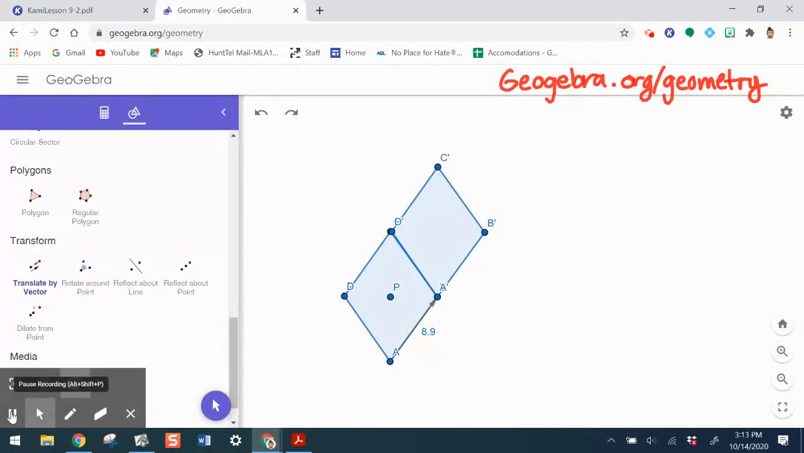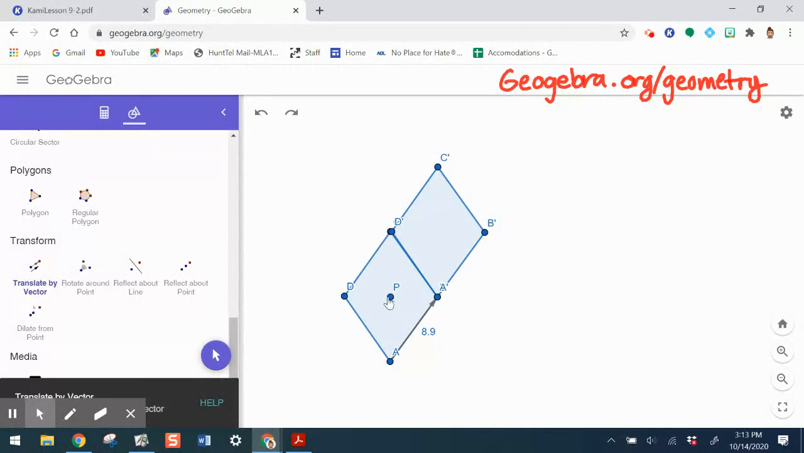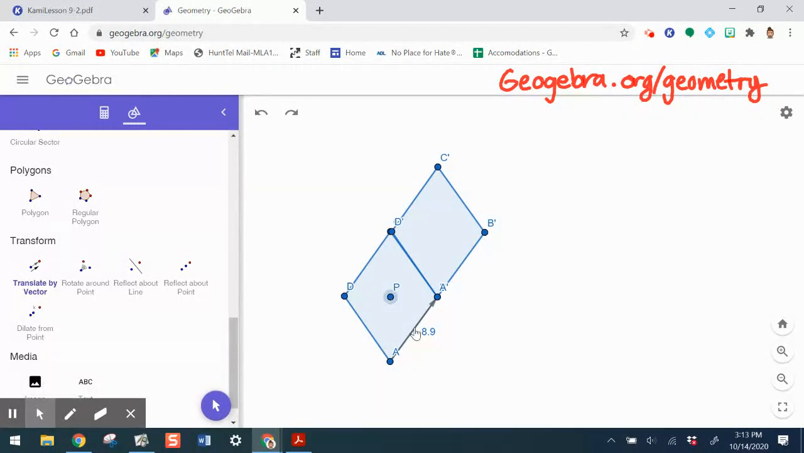So they also wanted us to make sure we translate that center with it, so I just want to show what that looks like. So we're going to translate point P using that same directed line segment and see where P prime ends up, still in the center of our rhombus.